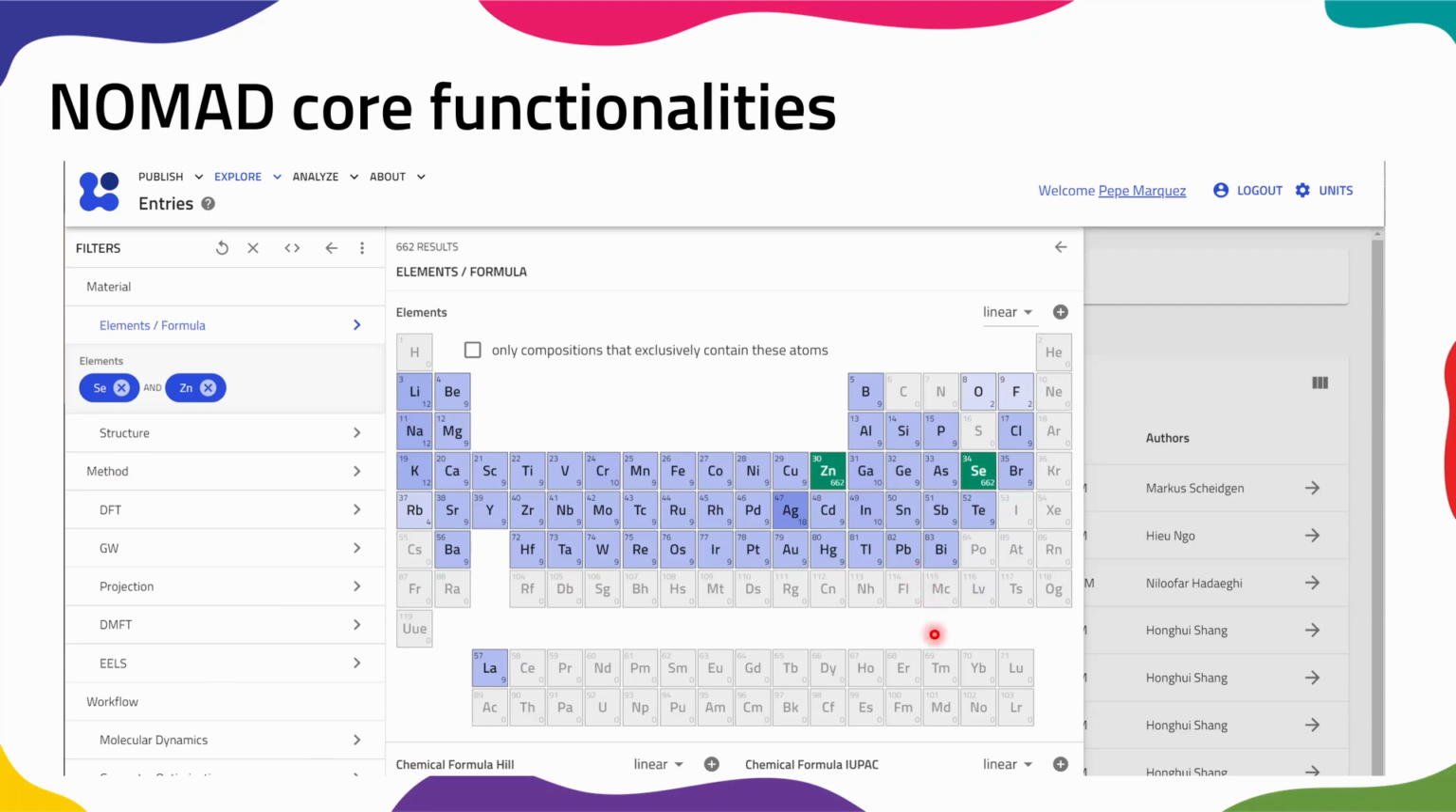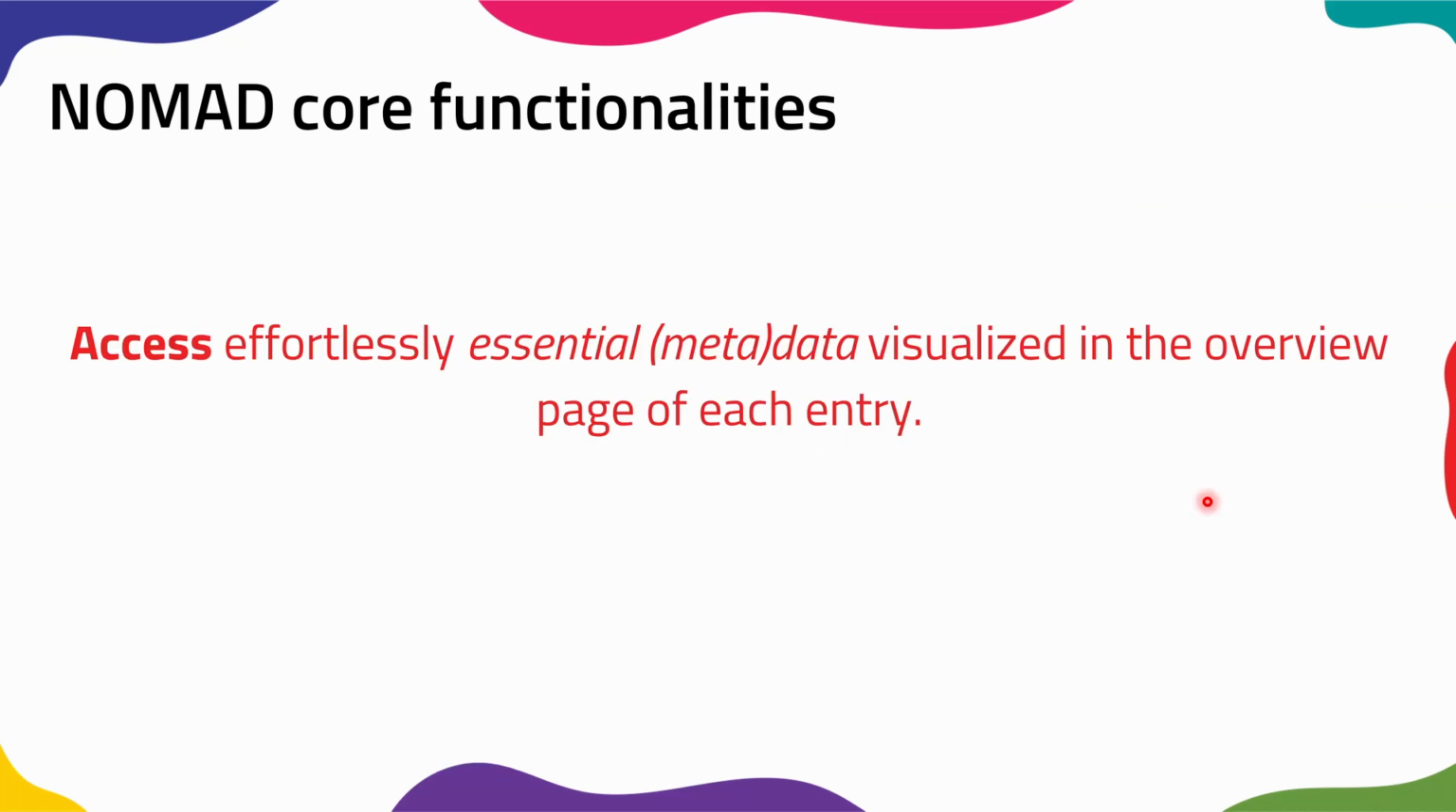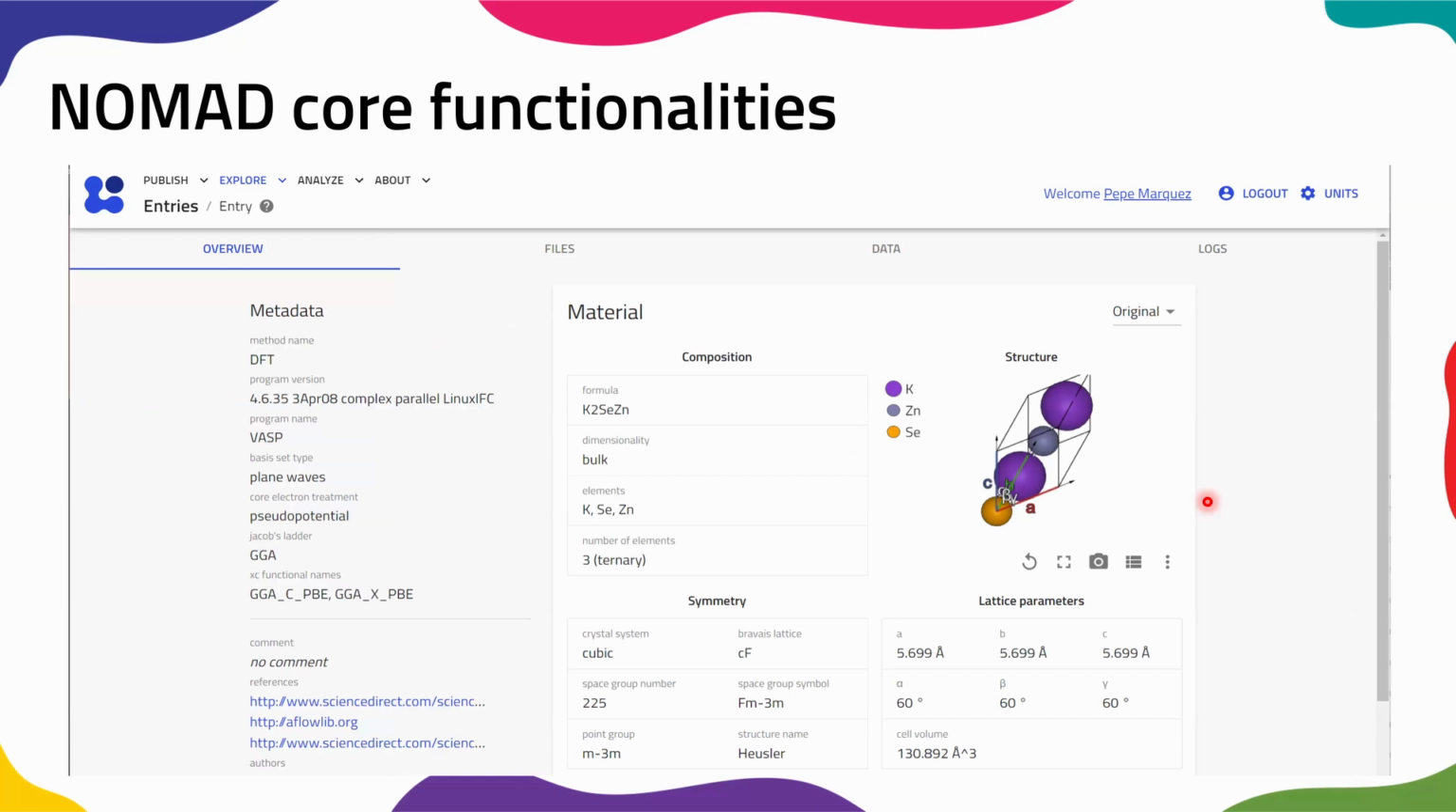As you do so, the available entries that show on your screen will be filtered to show only those that match your search criteria. From here, you can pick the entry that you would like to explore further and click on the arrow to its right. This takes you to the next core functionality of NOMAD, where you can access all the essential metadata and visualize the key input and output information in the overview page. And this is an example of one of these entries in the overview page here.